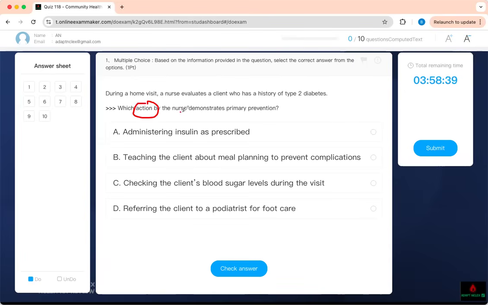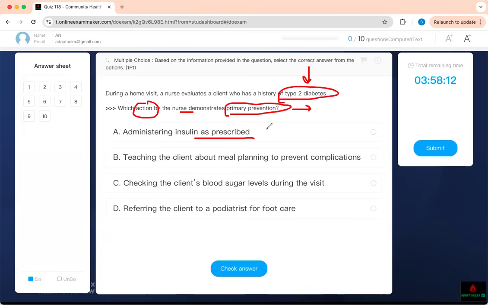Which action by the learners demonstrates primary prevention? Primary prevention is fixing the problem before the disease process occurs. During a home visit, a nurse evaluates a client who has a history of diabetes. Okay, the patient has a history of diabetes. What intervention means primary? You're preventing further complications related to the diabetes, right?